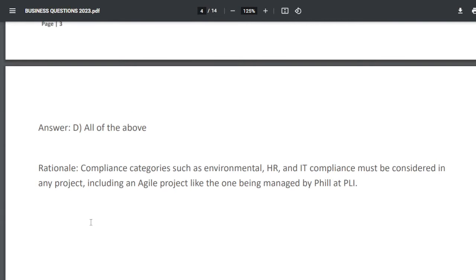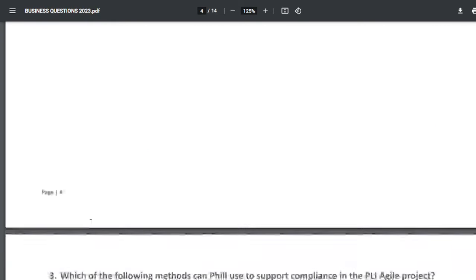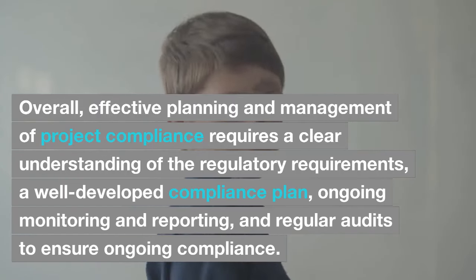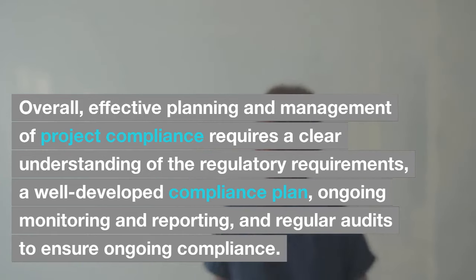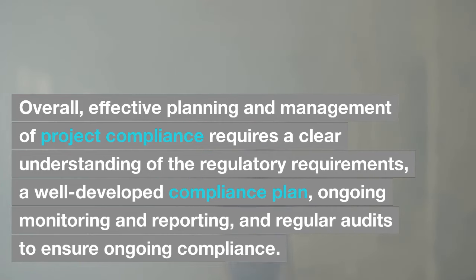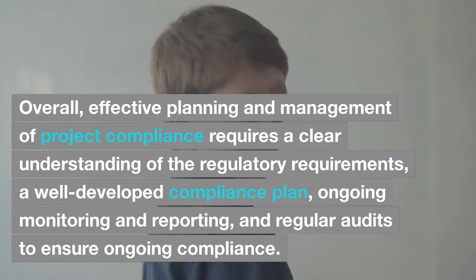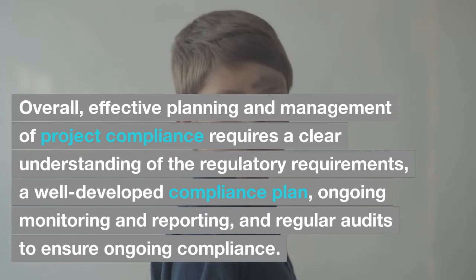Compliance categories such as environmental, HR, and IT compliance must be considered in any project, including an Agile project like the one being managed by Phil at PLI. Overall, effective planning and management of project compliance requires a clear understanding of the regulatory requirements, a well-developed compliance plan, ongoing monitoring and reporting, and regular audits to ensure ongoing compliance.